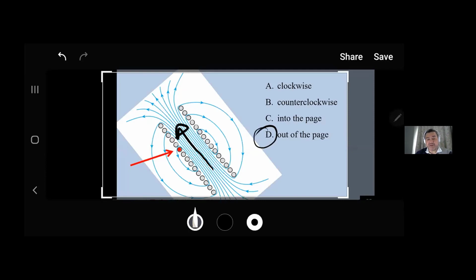It is out of the page because if you follow the right-hand rule while taking the thumb as the direction of the magnetic field, then the current will be curling such that at the red dot, it will be pointing out of the page. So here will be a dot. So the correct answer is D, out of the page.